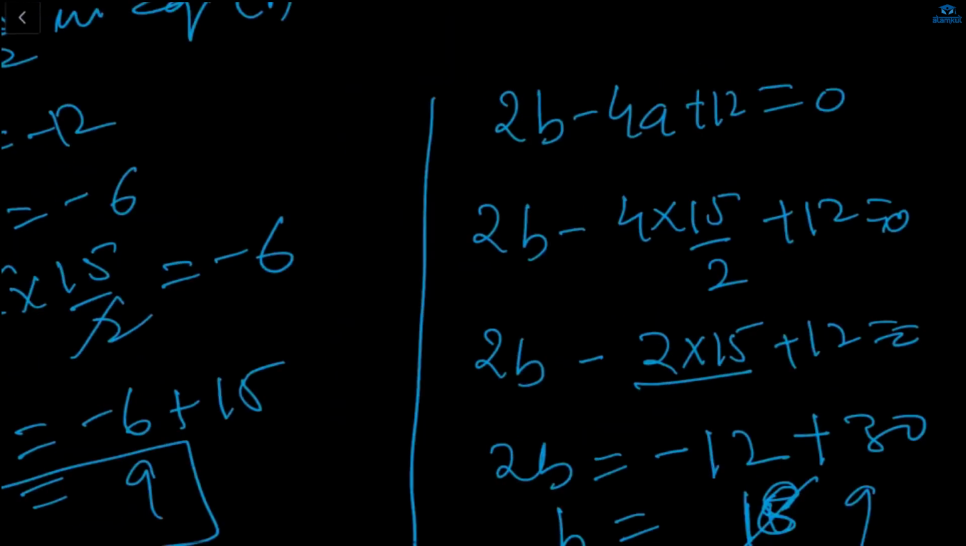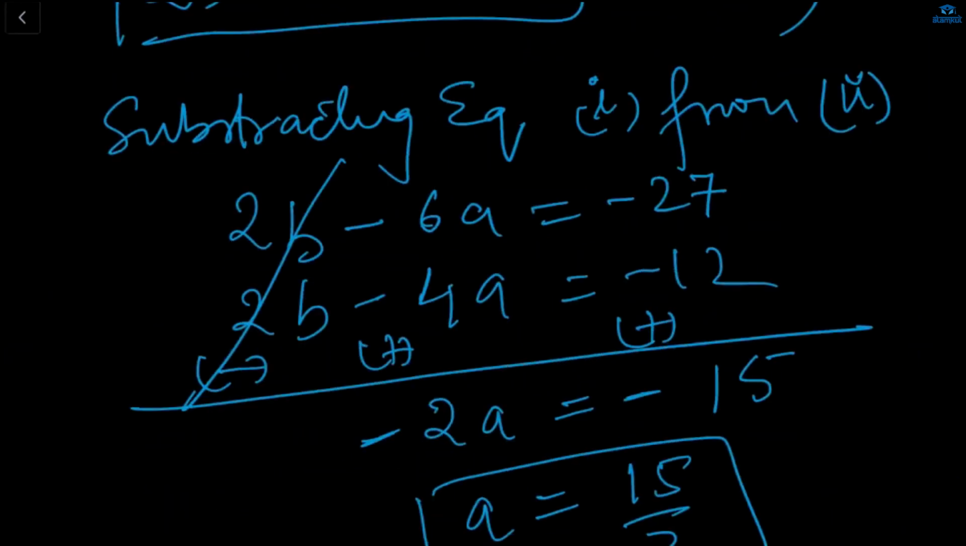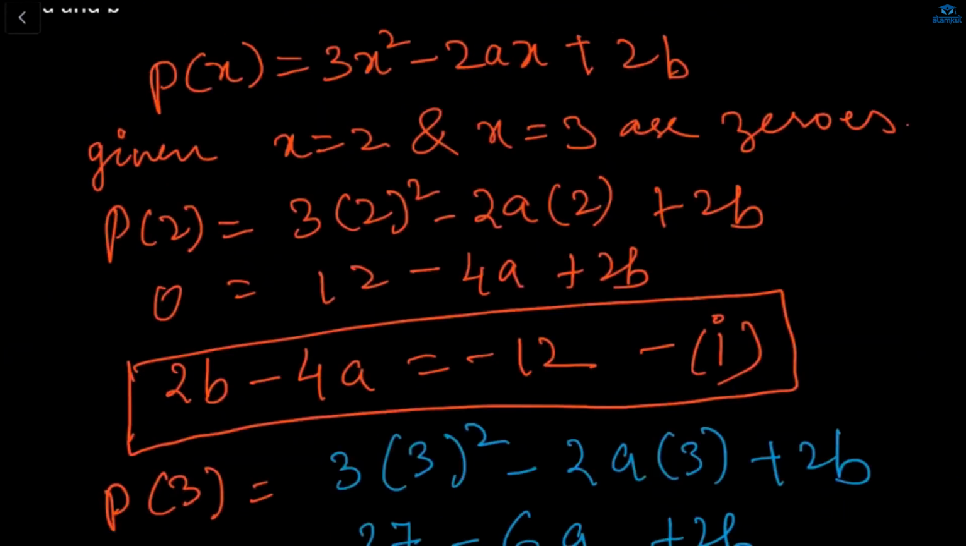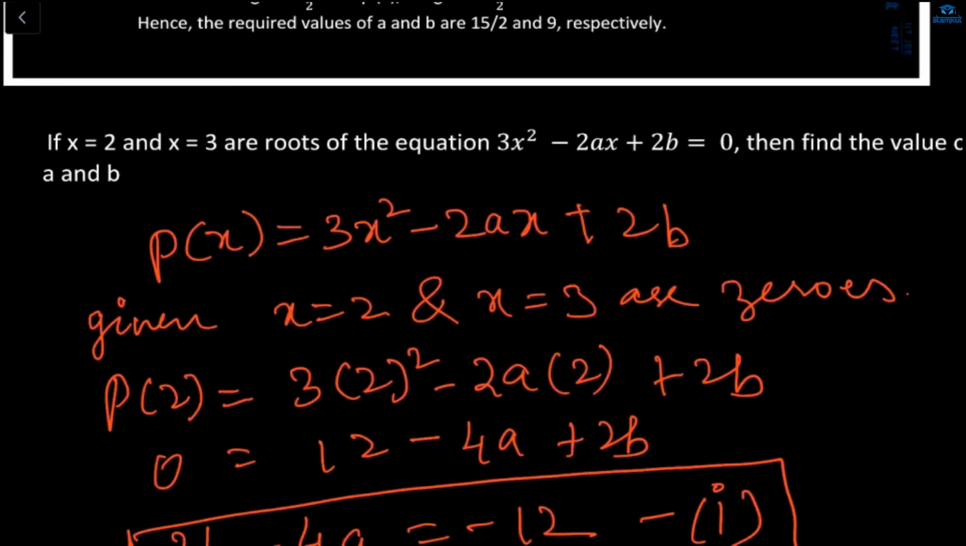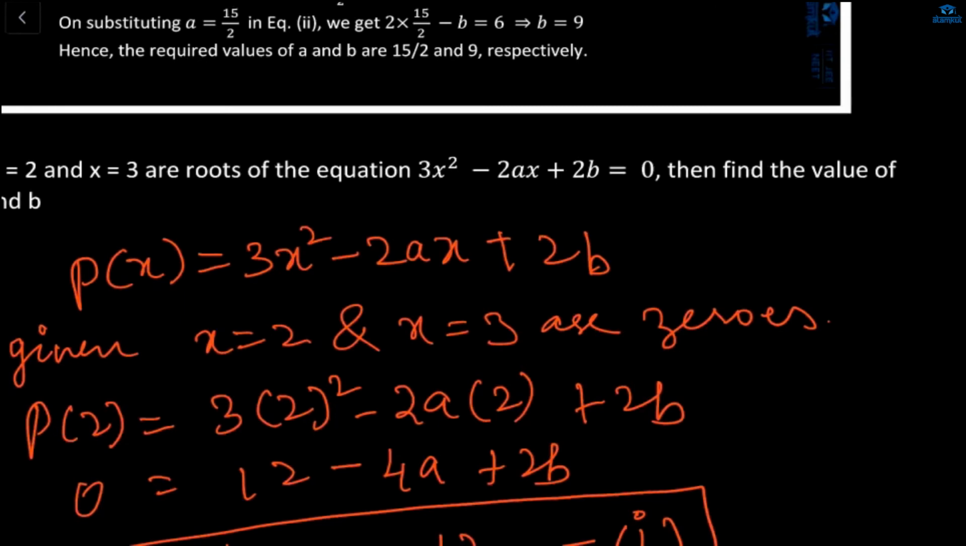Any doubt in this question? I'll just repeat it. We have been given two roots. You can see in the equation two values are unknown: a is unknown, b is also unknown. Since two roots are given, we can form two equations.